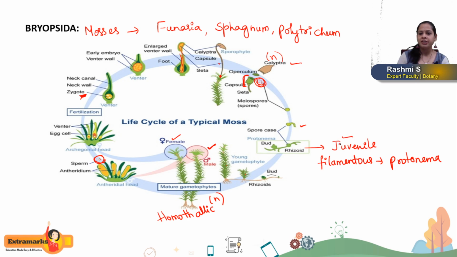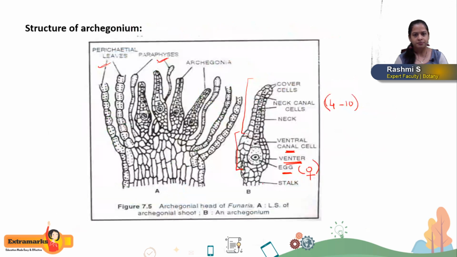But very important in case of Bryopsida is you have to remember the stages of development from the spore: the juvenile phase, which is called protonema, and it is filamentous in nature, which gives rise to secondary protonema, that is the bud, which develops into a leafy bud, which develops into the young gametophytic plant body.